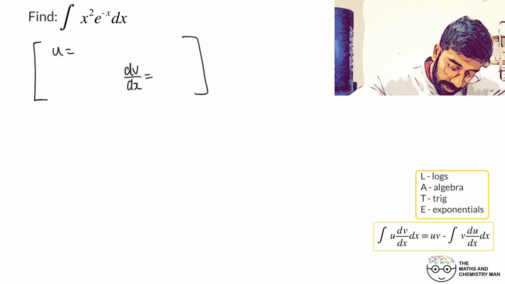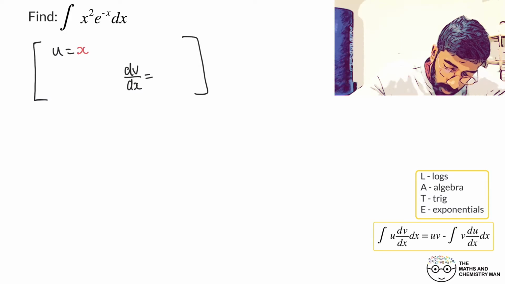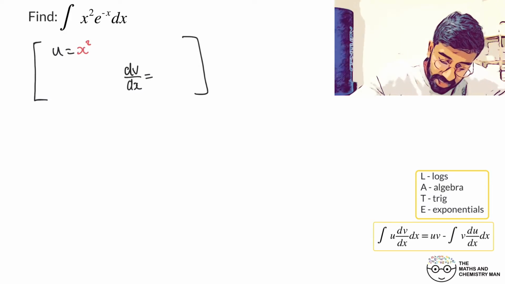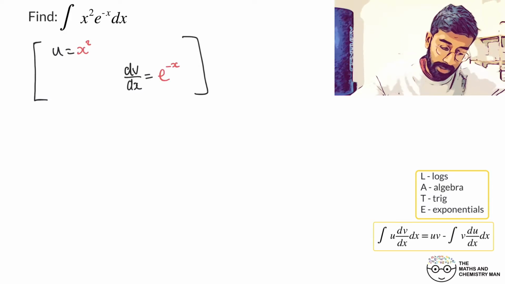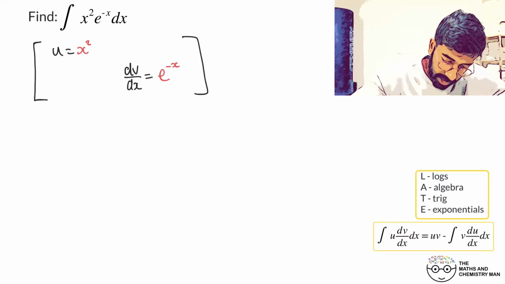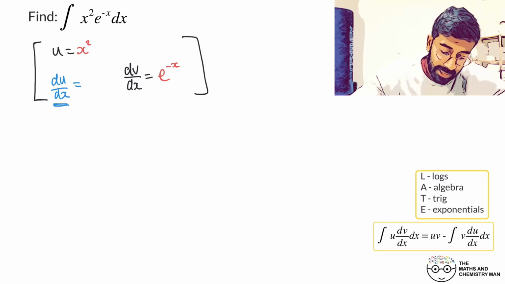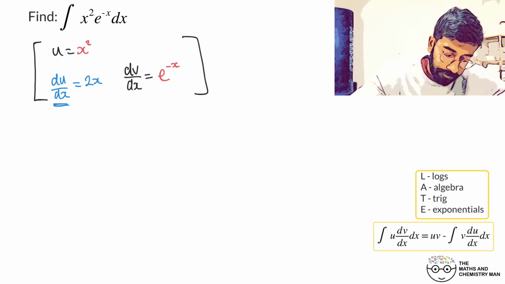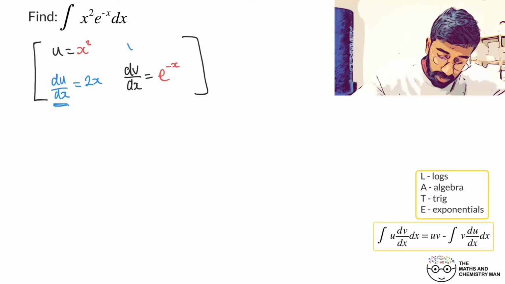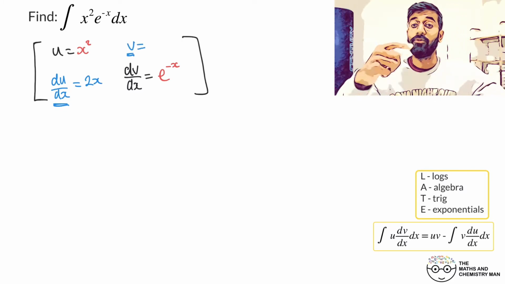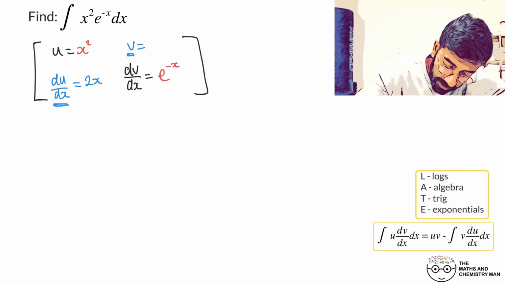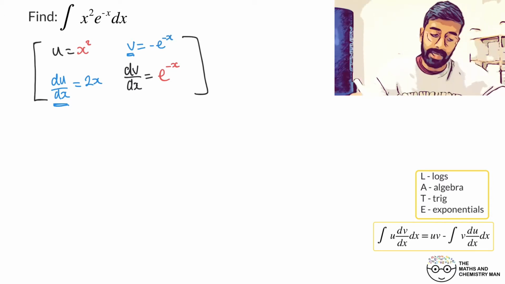So let's just fill this in. We'll have x squared as u, and dv dx would be e to the minus x. There we go. And now what do we need to do? Well, we'll differentiate to get du dx. And for du dx, that's going to be just 2x. And on the other side, we'll need to integrate to get what v is. So if we integrate that, that's going to give us minus e to the minus x.